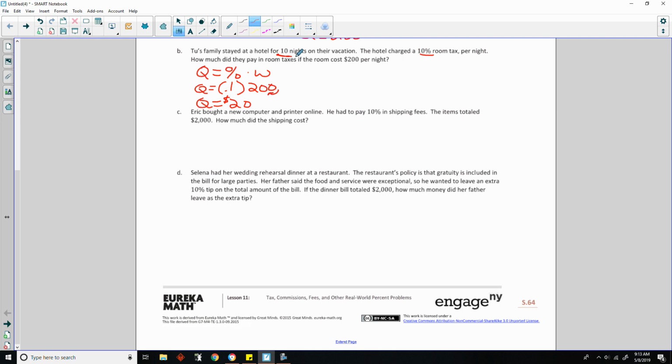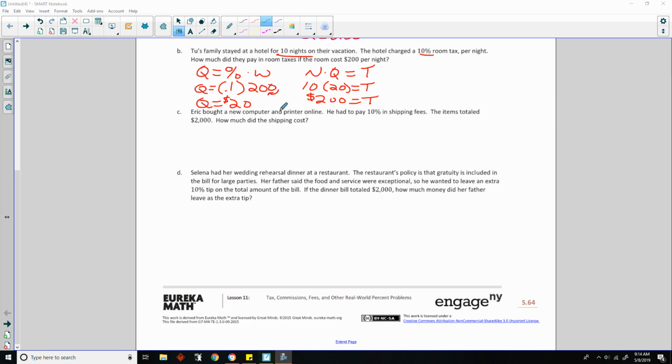That's how much it costs per night for this hotel room. The family stayed at the hotel for 10 nights. So then I take my nights times my taxes per day, my quantity, and that is going to equal my total taxes. So the number of nights is 10. And the quantity I paid per night was 20, and that will be my total. And 10 times 20 is 200. So the total taxes that the family paid for 10 days in a hotel was $200.